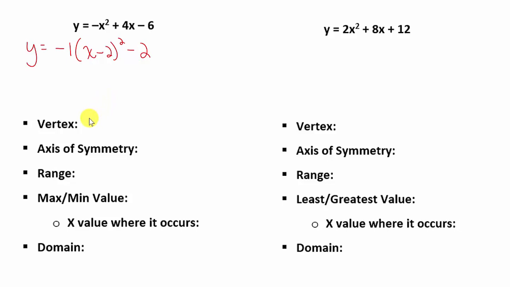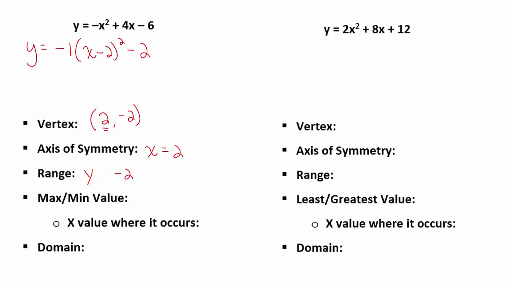And from this, we can find the vertex, which is going to be +2. Remember, that sign changes, but this sign stays the same. And then our axis of symmetry is x equals this value, 2. The range is going to be y, and we're going to have this y value, -2, but we need to decide, do we put greater than or equal to or less than or equal to?